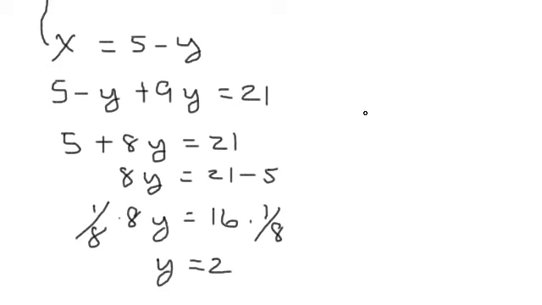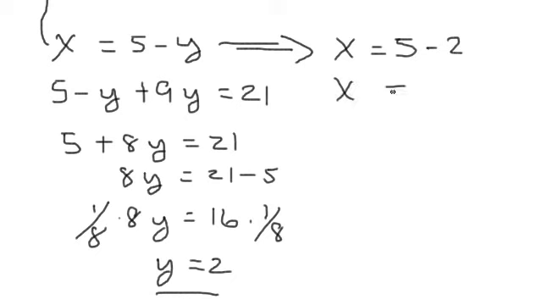So we now have both of our solutions. Oh no, we just have y. That's right. Now what we can do is look at this guy right here to find out what x is. So x is going to be equal to 5 minus 2, and so we have x is equal to 3. And I'm going to actually just write this as an ordered pair, 3, 2.